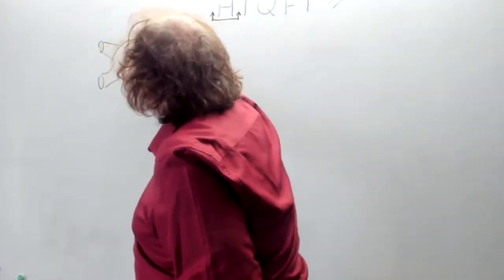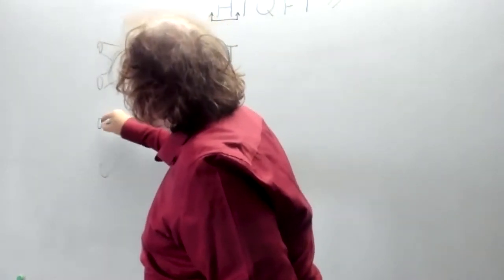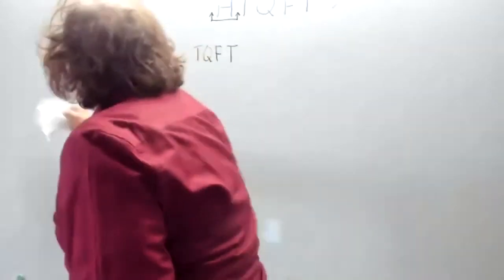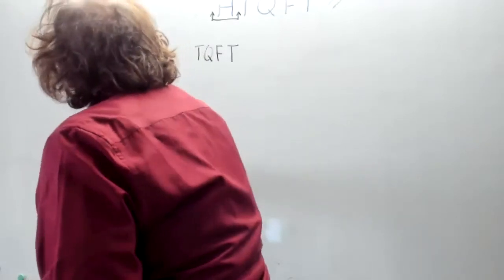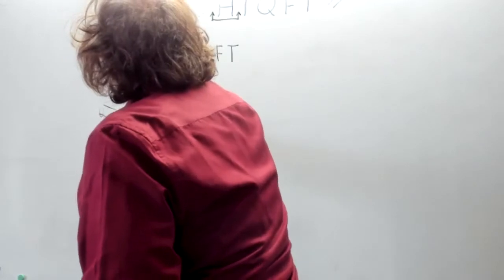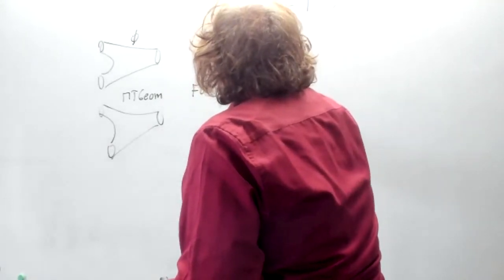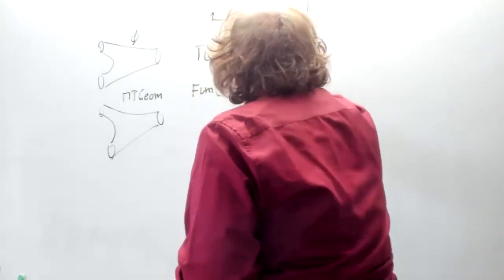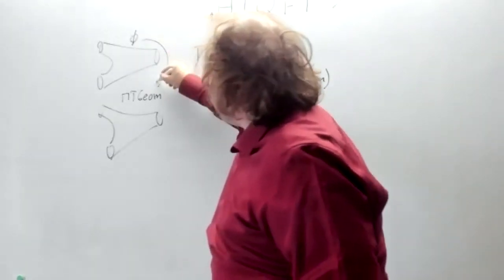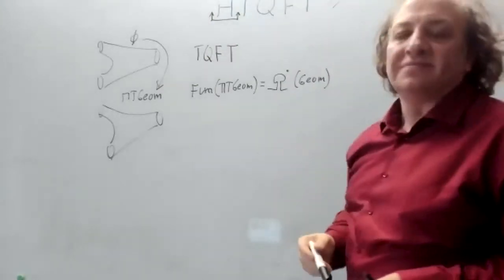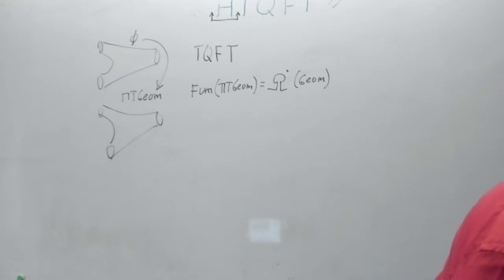Empty geometrical data. TQFT. By PT geom, such as the functions on PT geom, are differential forms on geom. It turns out that this replacement allows you to construct a lot of things. It's very important. Otherwise, the structure is not so big. Okay?